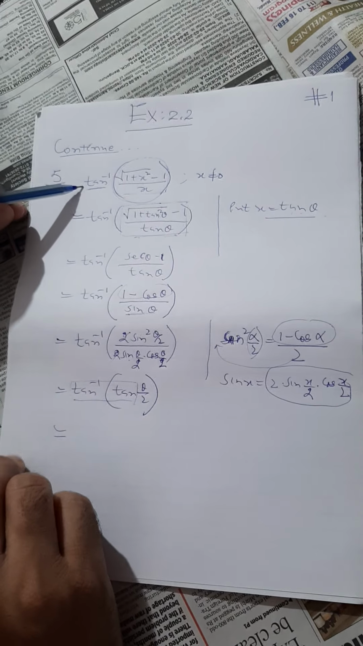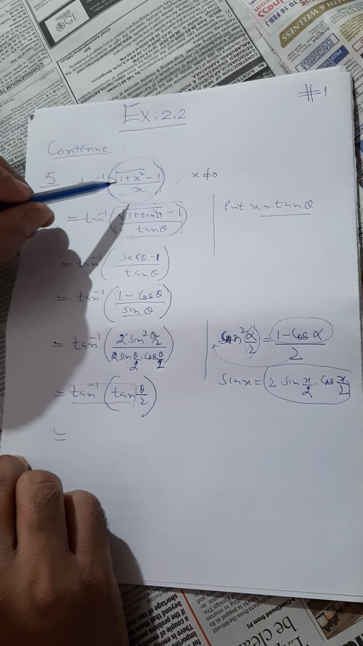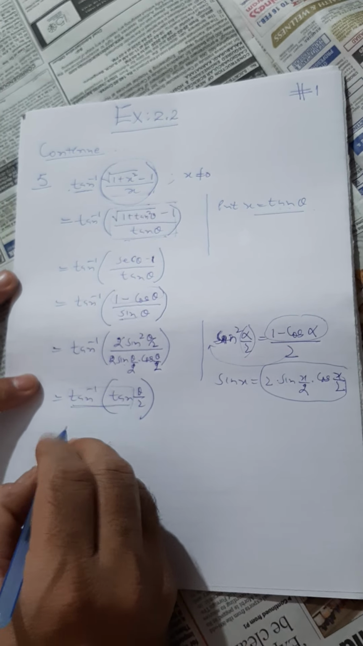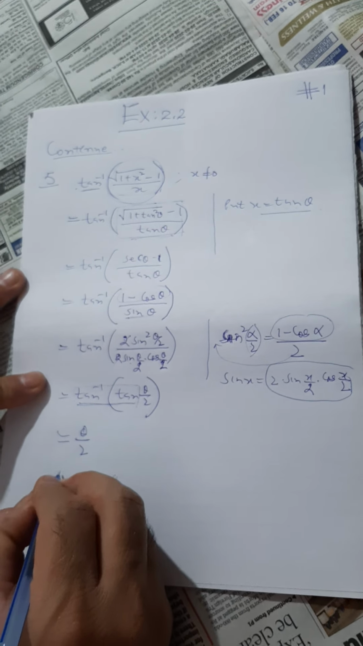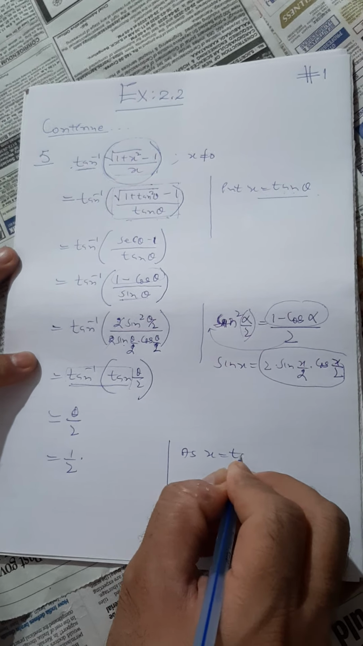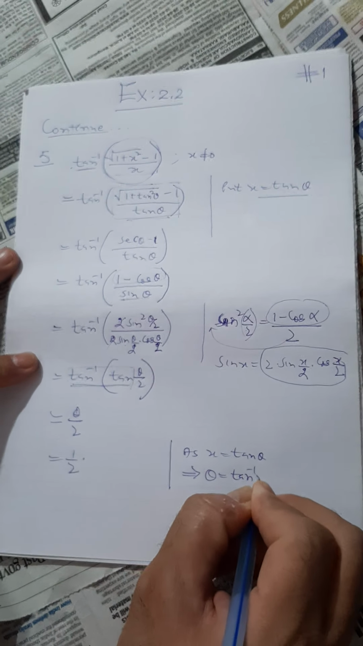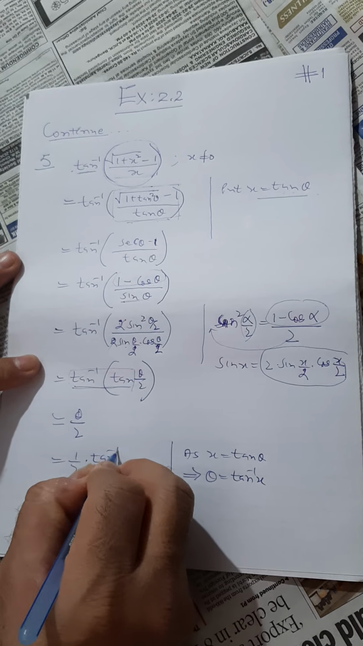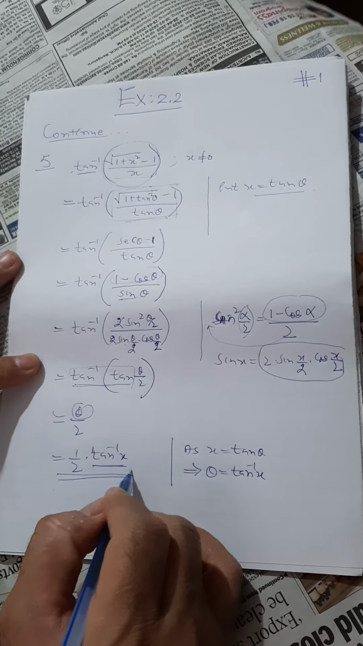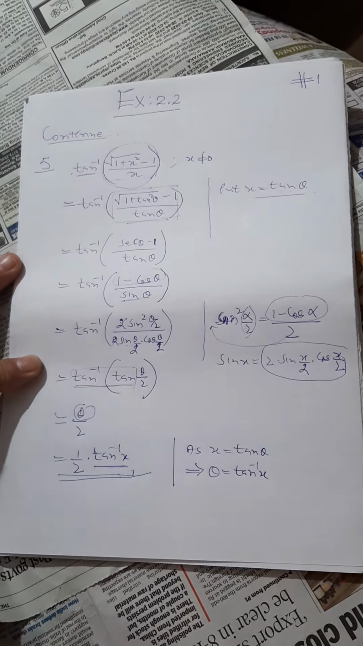That was the main objective. Here outside you had tan inverse, so we need to reduce this bracket into tan, and that's why we have chosen x equals tan theta substitution. Okay, now this will get cancelled, so you are just left with theta by 2. So 1 by 2 as it is, as x equals tan theta, so theta equals tan inverse x. So this is tan inverse x. That is the reduced form, or the simplest form, of the given expression.